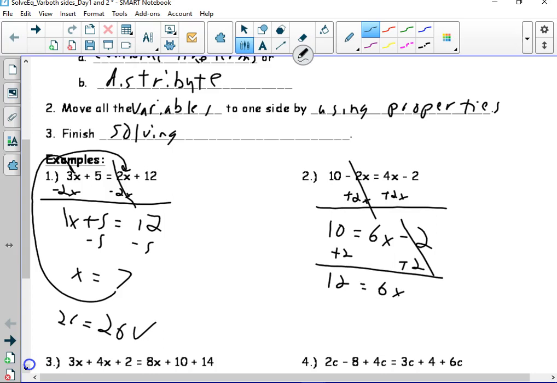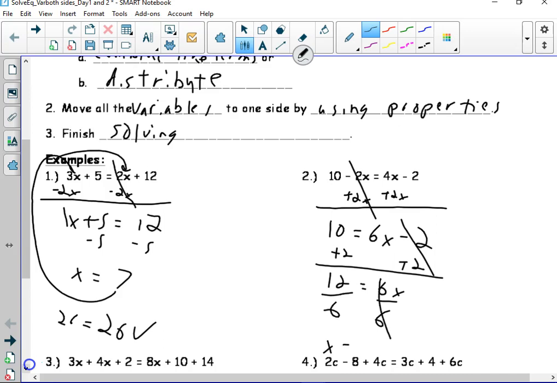And we learned yesterday, my last step is to do what? Divide by 6. Now remember, this happened yesterday, happens all the time. Some people want to divide by 12. But think about it. Always look for your variable. The variable is x. What's next to it? A 6. That's what we divide by, not the 12.